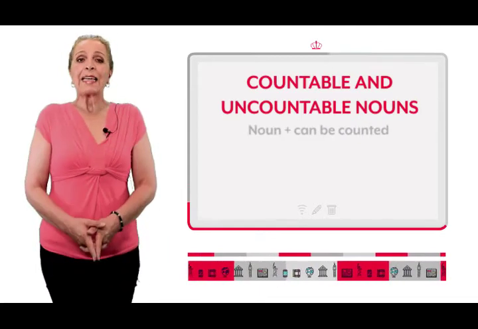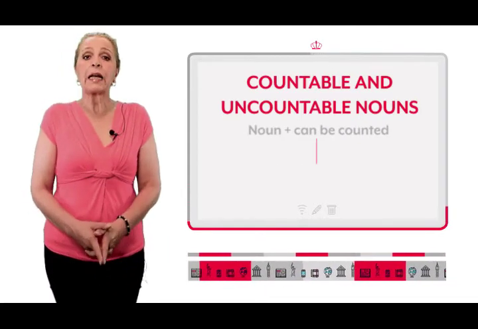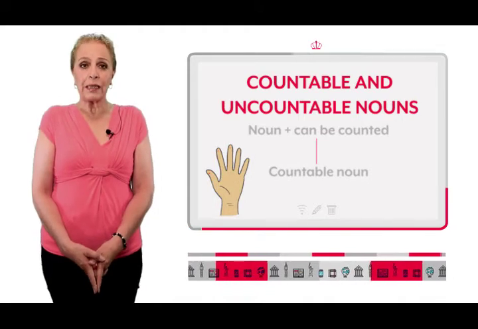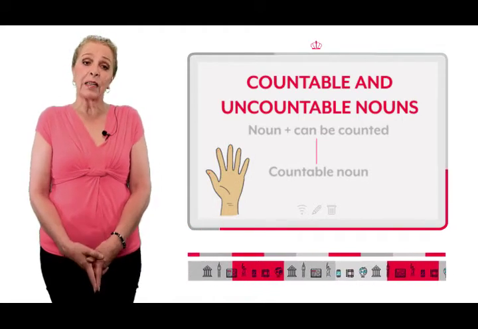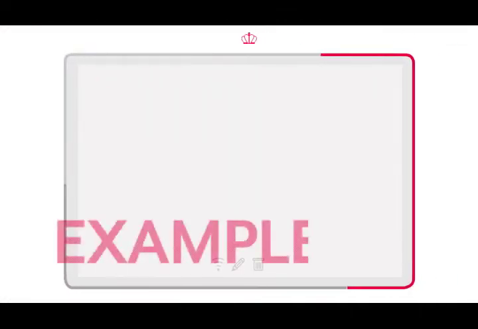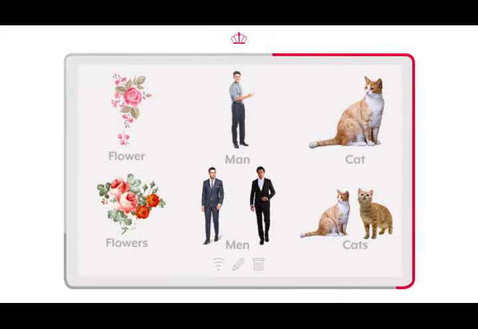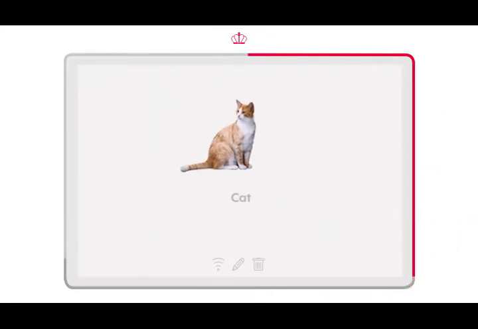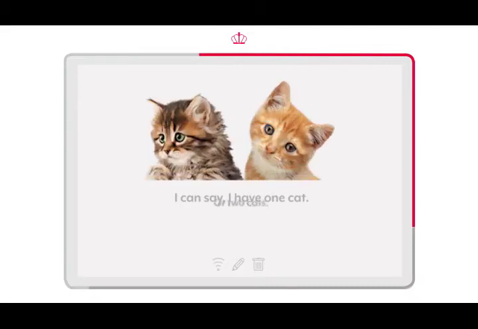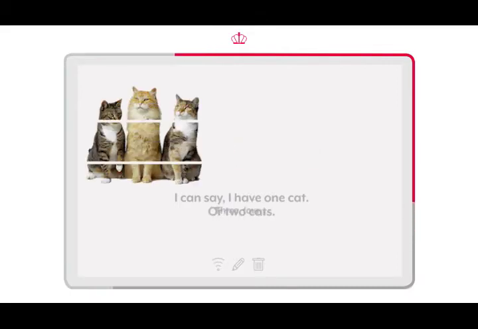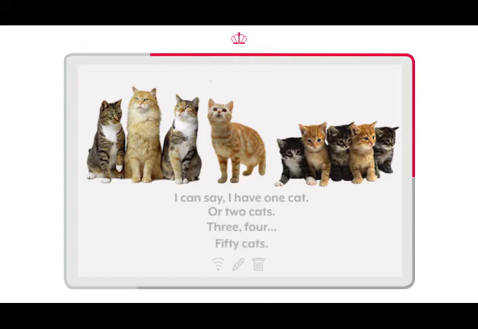A noun that can be counted is called a countable noun. Un sustantivo que se puede contar es un sustantivo contable. For example, flowers, man, or cats. Por ejemplo, gatos. I can say I have 1 cat, or 2 cats, 3, 4, 50 cats.